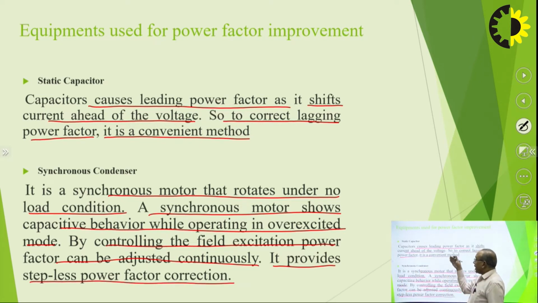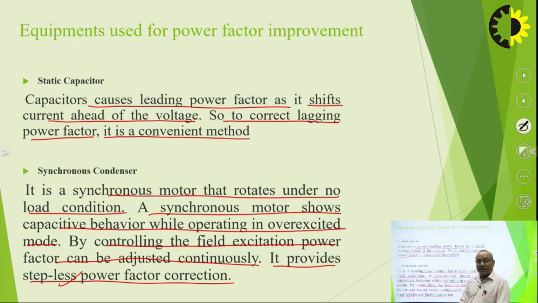So if we compare these two methods, static capacitor and synchronous condenser, in case of a static capacitor, we use some steps for power factor correction. That will not be a smooth power factor correction, but in case of a synchronous condenser, it will be a stepless power factor correction. That means this will be a smooth power factor correction rather than a stepped one. So these equipments are used for power factor improvement.